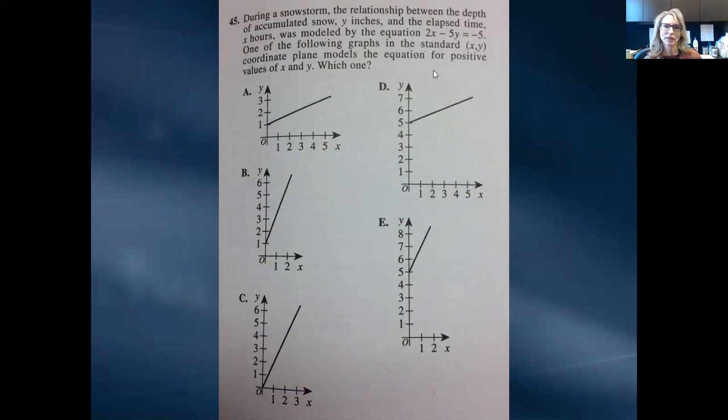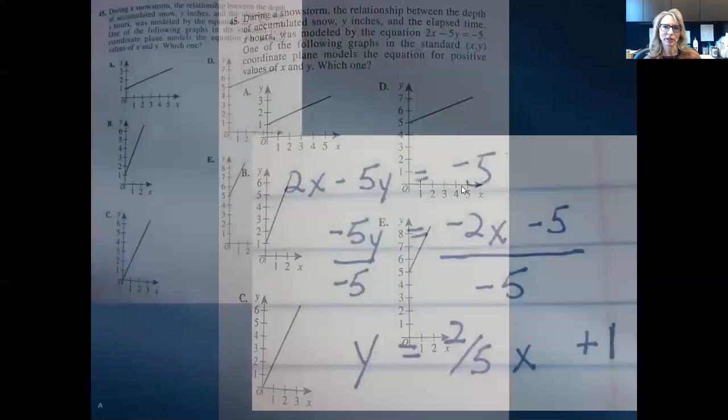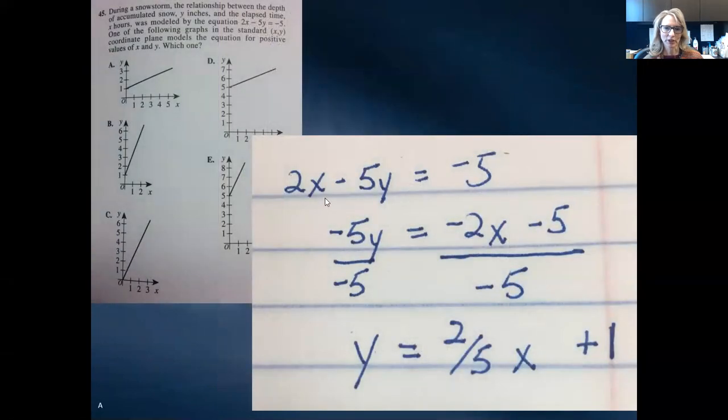Which one? Once again, we're going to want to put this in slope-intercept form. So we're going to want to get the y on its own on the left. Let's just work that out. We're going to subtract the 2x from each side. So we're getting a -5y equals -2x minus 5.